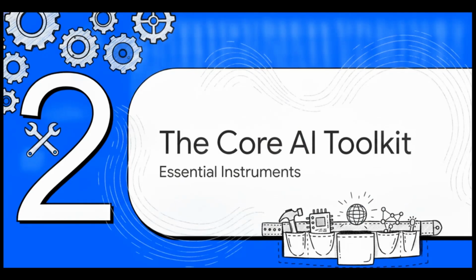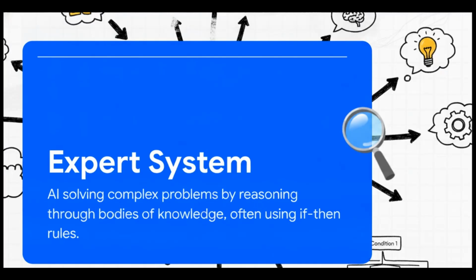Moving right along to Section 2, the Core AI Toolkit. All right, let's pull the first essential instrument out of our AI tool belt, the Expert System. This is an AI application specifically designed to solve complex problems by reasoning through highly specialized bodies of knowledge. Now, unlike some other models, it doesn't necessarily learn on the fly by churning through massive datasets. Instead, it relies heavily on hard-coded if-then rules.